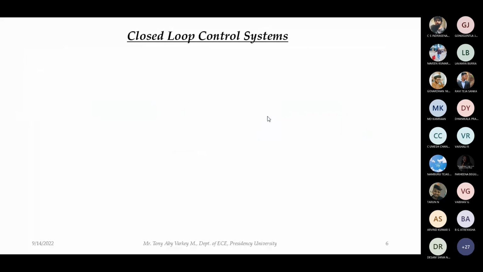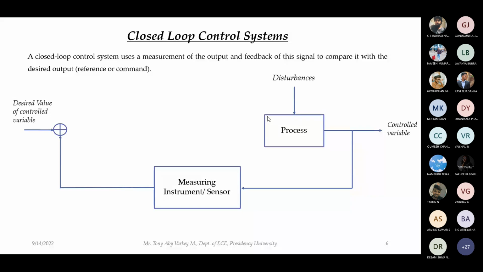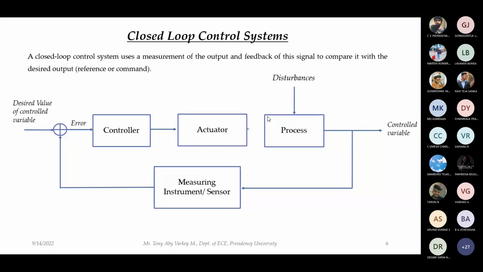Closed loop control system is what we learned just now. You will have a feedback. I'm not going into detail because it is the same thing. Here you can see that you are actually measuring the controlled variable and checking whether it has reached the desired value. That is what is meant by closed loop control system. Is it clear? The difference between open loop control system and closed loop control system? Yes, sir.